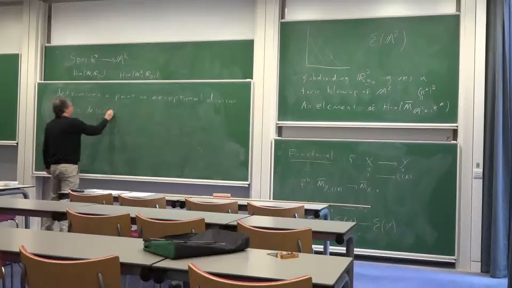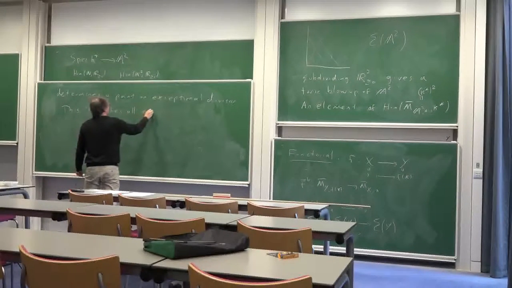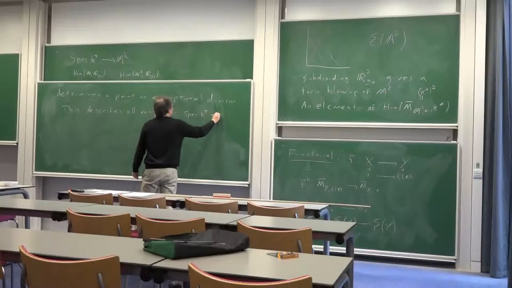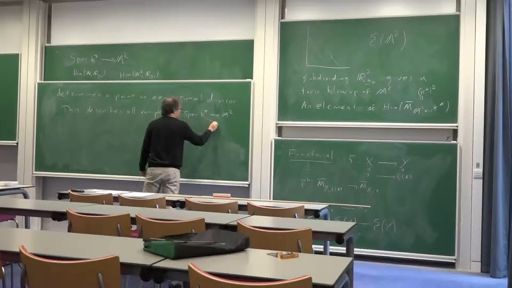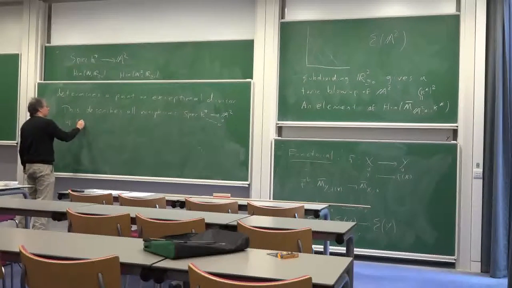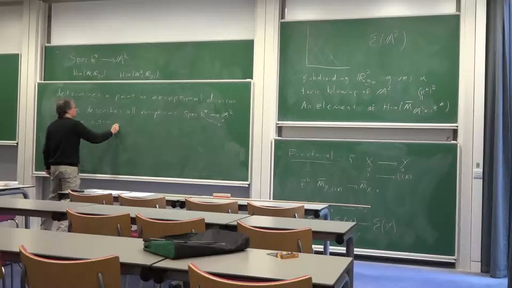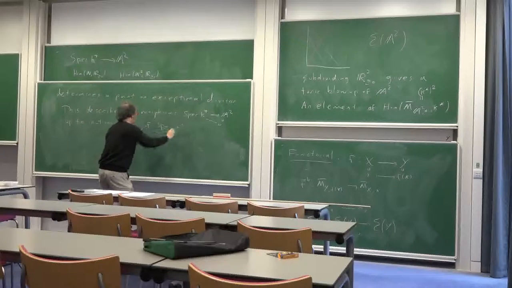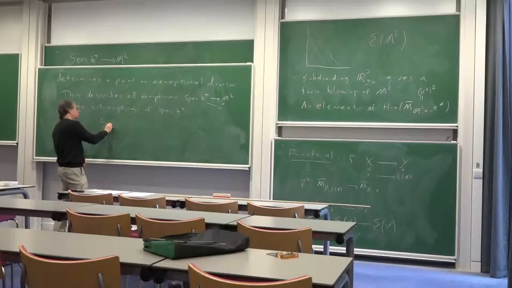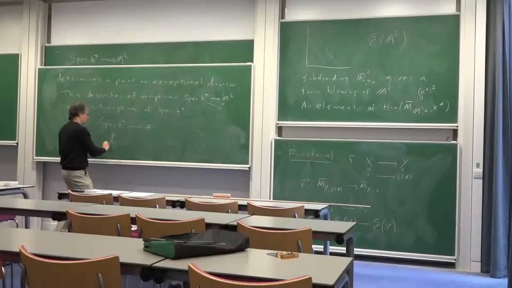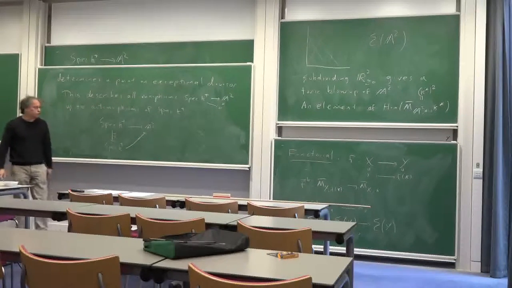This describes all morphisms from spec K dagger to the origin in A2, up to automorphisms of the spec K dagger. In other words, you equate two maps to A2 if there is an automorphism of spec K dagger making this map commute.